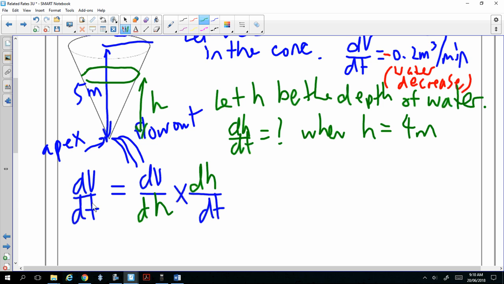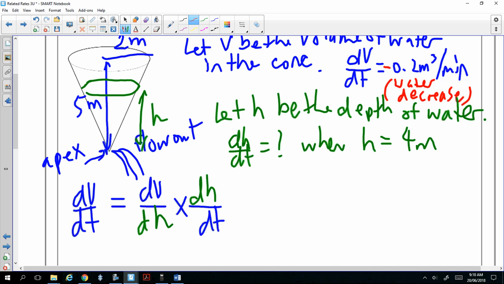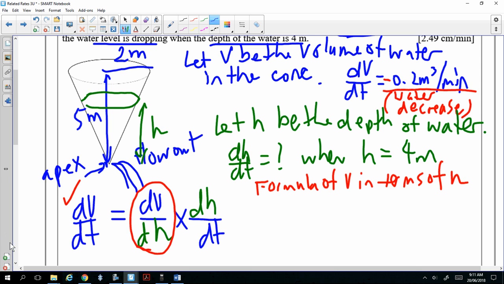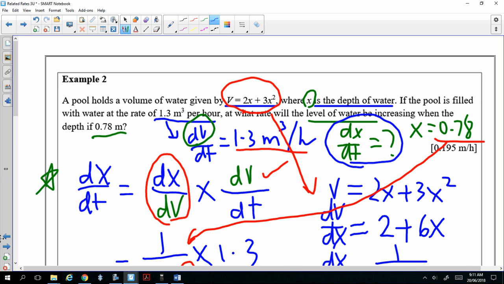What do we do next? We've got dV/dt, which is over here. That's taken care of. We have to find dV/dH, which means we need a formula of V in terms of H. Now this is the hard part, finding the formula. In the previous one, the formula was given. The first one, the formula is easy. The last one, the formulas are not easy. You have to actually derive it.